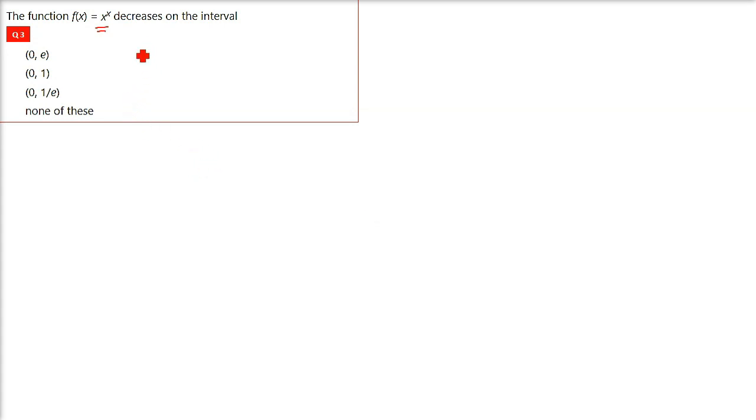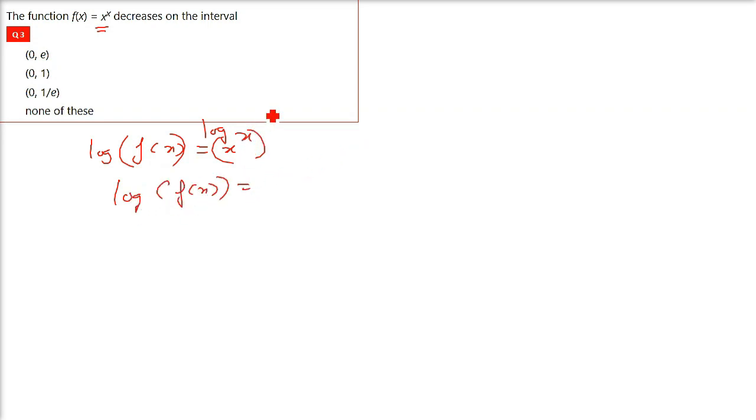So x raised x can be done by using the log. That is, if I write f(x) equals x raised x, then what will the differentiation be? You have to take log on both the sides, then the differentiation will start. So when you take log, this is log f(x), and you have log x raised x.